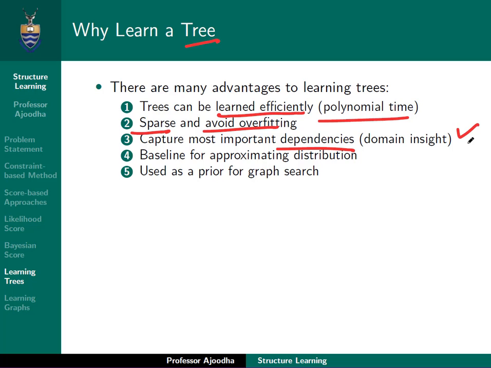So maybe it's not going to give you the most important group associations, but it's going to give you the most important associations in terms of pairs of variables. Pairs, in just one or the other. The other thing that trees are useful for is that they provide priors for other more complicated graph structure procedures.